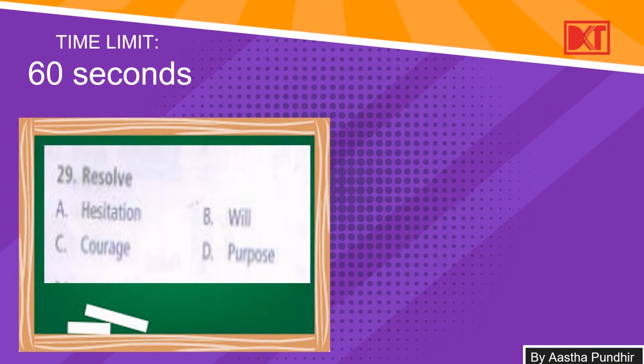Now we have the word resolve. The options are A, hesitation, B, will, C, courage, D, purpose. Now here the antonym is A, hesitation. Resolve means the promise to do something, that making a resolution. While you make New Year resolutions, its verb is resolve only. So making a promise. While hesitation is the antonym, when there is hesitation, you are not resilient in your stand and you are doubtful, that is hesitation.